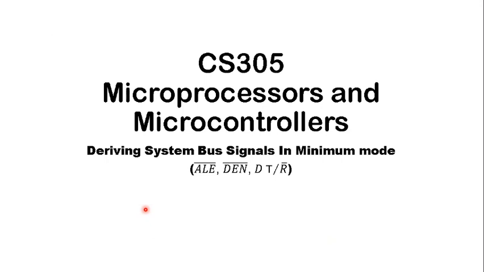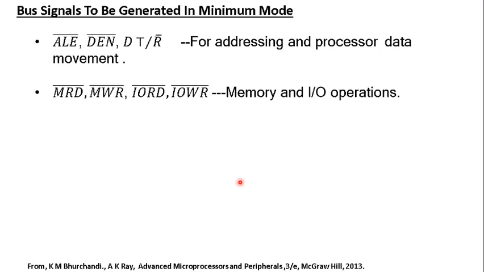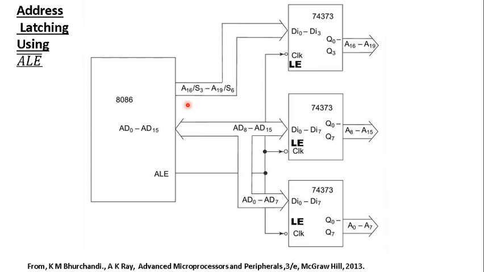We will see how the minimum mode bus signals are derived in 8086. We will first focus on address latch enable, data enable, and data transmit receive. Then later we will move to the memory and IO signals. So the first signal is address latch enable.